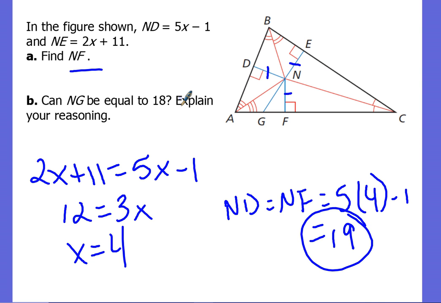It would have to be something longer, and I don't know exactly what it is. We could probably use the Pythagorean theorem to find it, but we do realize that it could not be less than 19.